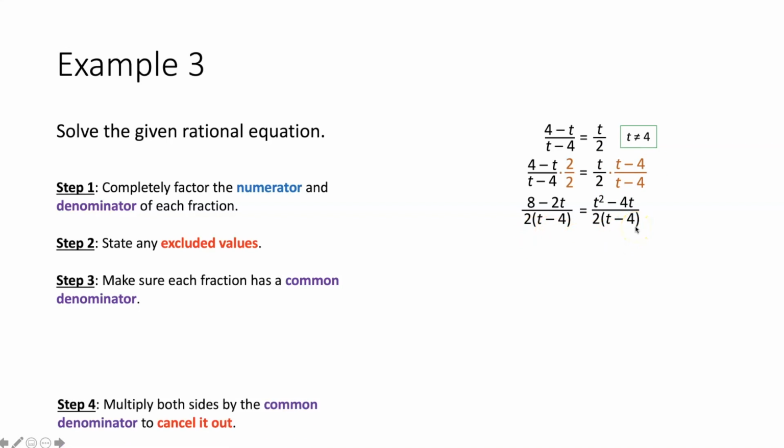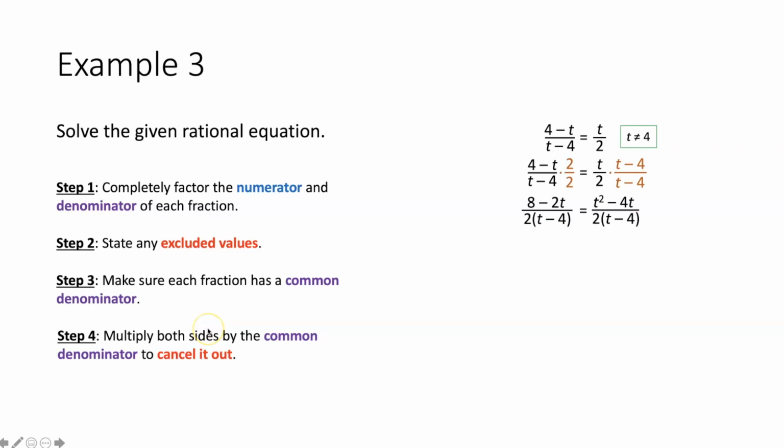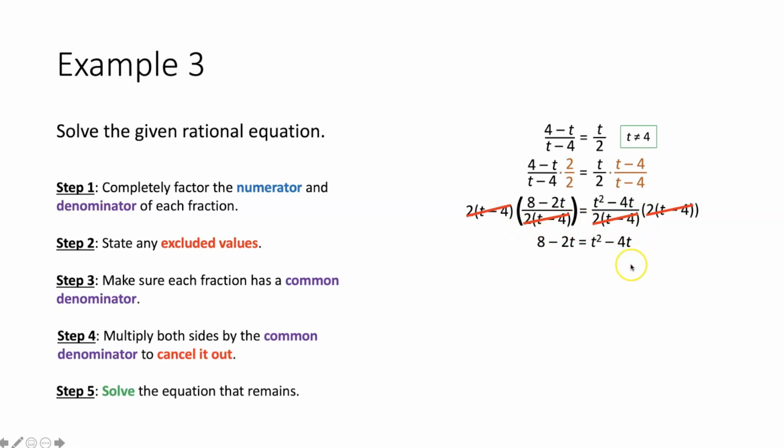So we can move on to the next step, which is to multiply both sides by the common denominator. So I'm going to multiply both sides of this equation by 2 times the quantity t minus 4. Why do I do that? Because it's going to cancel out each of the denominators with these fractions, and we're just left with 8 minus 2t is equal to t squared minus 4t, an equation that we can now solve for t.